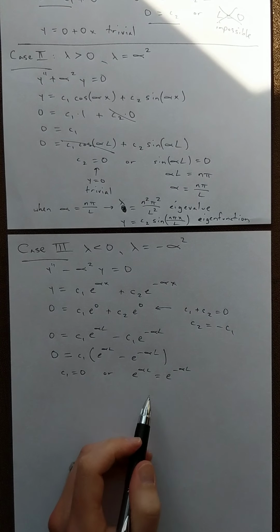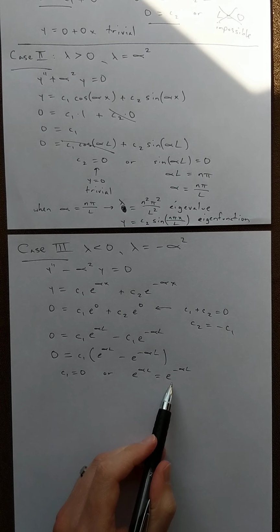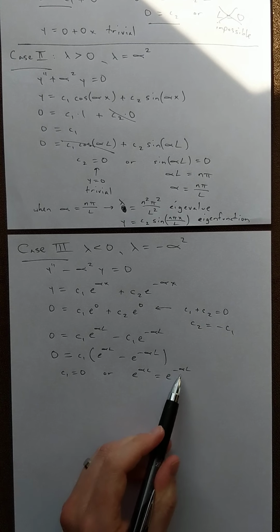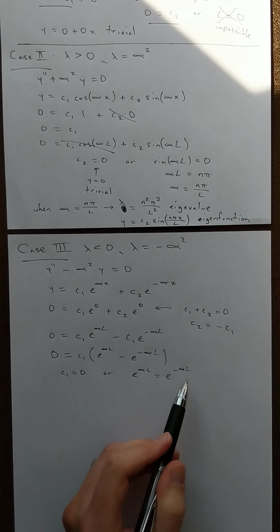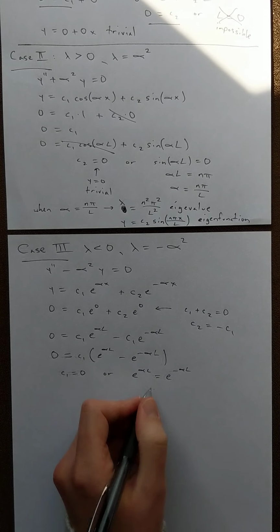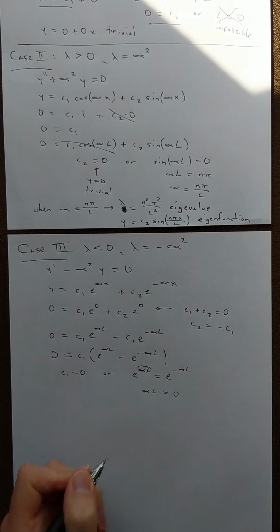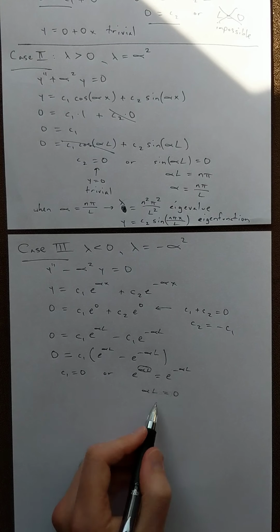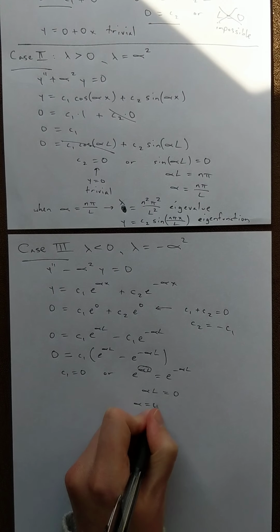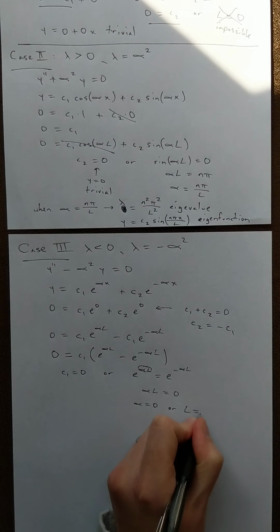Okay, so we talked about in the last video that the only way for an exponential to equal an exponential with the same coefficient and the opposite sign is if the exponent is actually 0. And so the only way for this to happen is if alpha is 0 or L is 0. Again, we just keep splitting things up into cases. So let's look at which of these is actually reasonable.